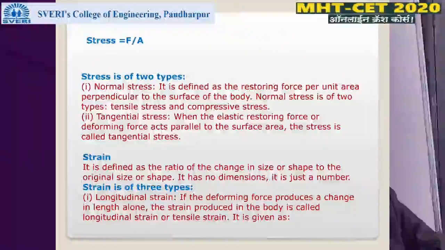Strain is of three types. Longitudinal strain means what? If the deforming force produces a change in length alone, the strain produced in the body is called longitudinal strain or tensile strain. Okay, once again I repeat, if the deforming force produces a change in length alone, meaning there is a change in length, then it is called longitudinal strain.